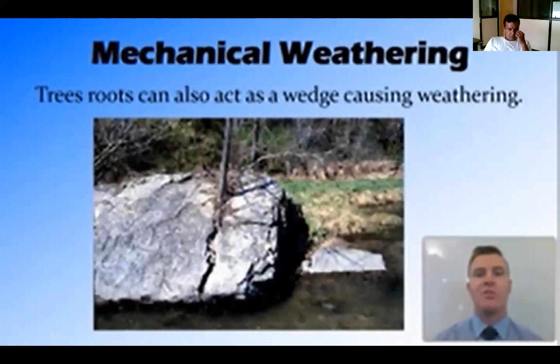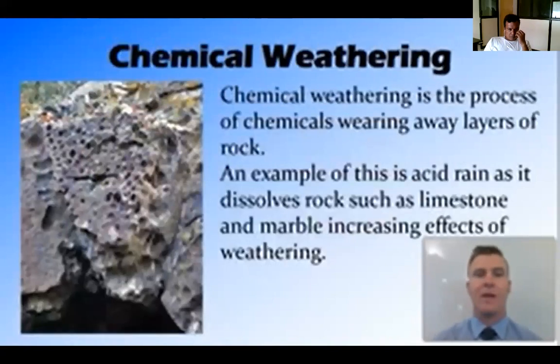Roots from trees can also grow in between those cracks and act as a wedge, causing those rocks to break off. Chemical weathering, on the other hand, is the process of chemicals wearing away the layers of rock. When we say chemicals, we're usually talking about acids, and in particular acid rain. Acid rain is able to dissolve particular types of rock, such as limestone and marble, and increases the effects of mechanical weathering.